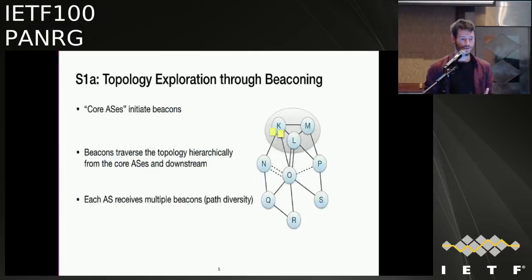So going to the first step. Topology exploration happens through the process called beaconing. And this process, the beaconing process, starts at core ASs. And the term core ASs is not really well defined, but intuitively consider this that these are ASs that exist high in the hierarchy of the interconnection market, so they have mostly peering relationships and customers. So these beacons will then traverse the hierarchy from top to bottom, from the core towards the edge. And one important thing to note is that each AS will receive multiple beacons, something that will translate into native multipath support and path diversity.